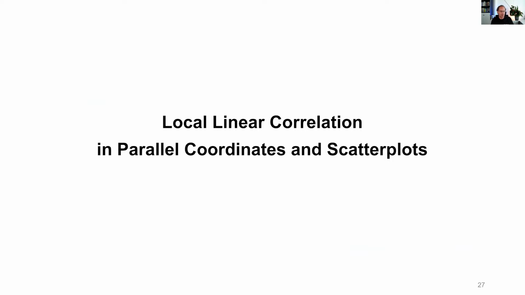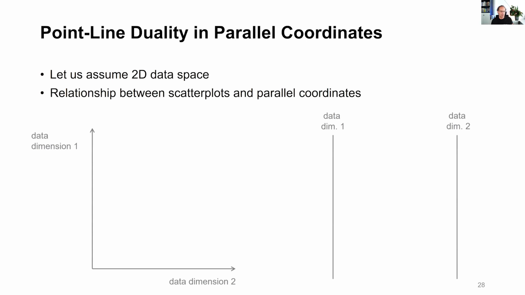Yes, let me start with this. I would like to start with identifying local linear correlation, and I would like to show how we can make use of that information within parallel coordinates and scatter plots. So in short, the feature that we are interested in here is the feature of linear correlation that we find in a local fashion. All right.